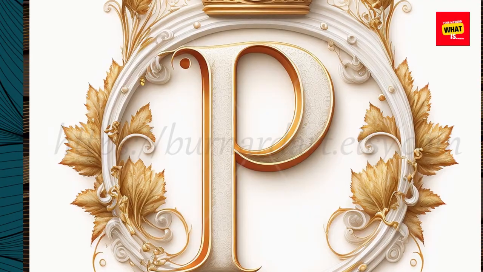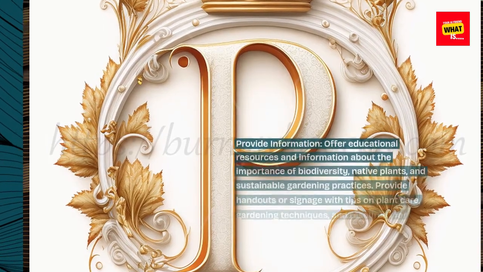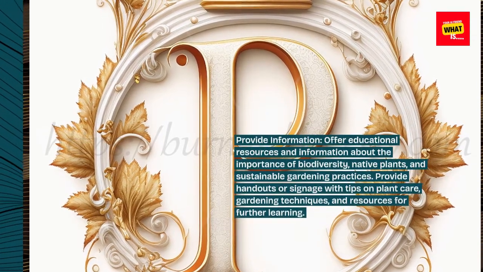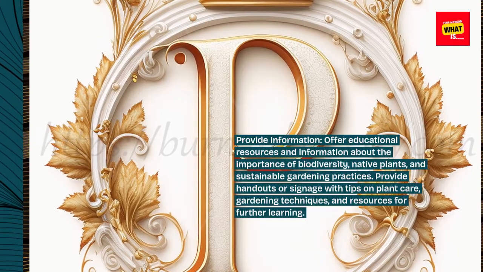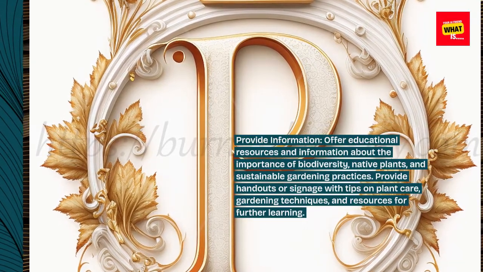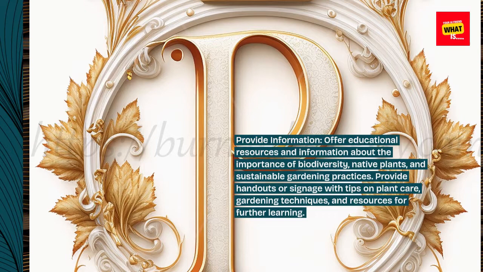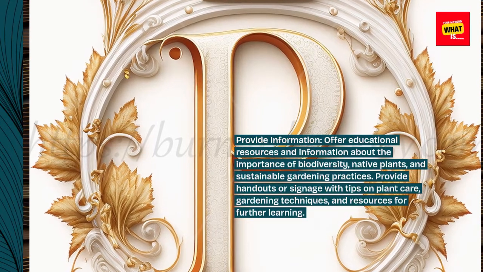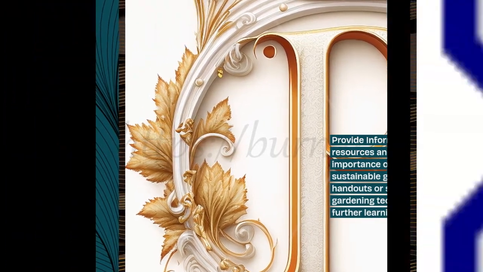Provide information. Offer educational resources and information about the importance of biodiversity, native plants, and sustainable gardening practices. Provide handouts or signage with tips on plant care, gardening techniques, and resources for further learning.